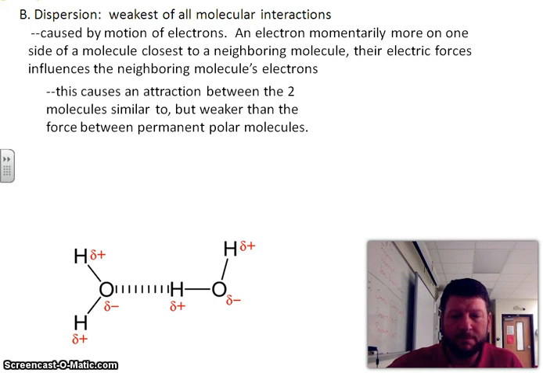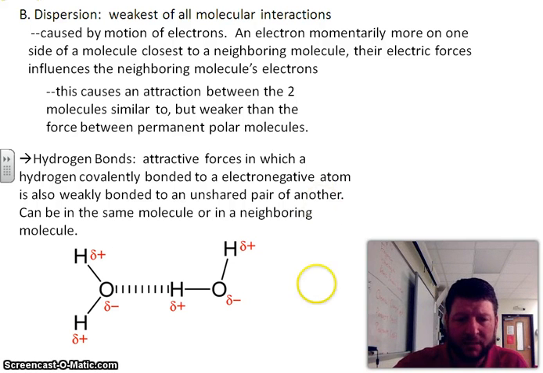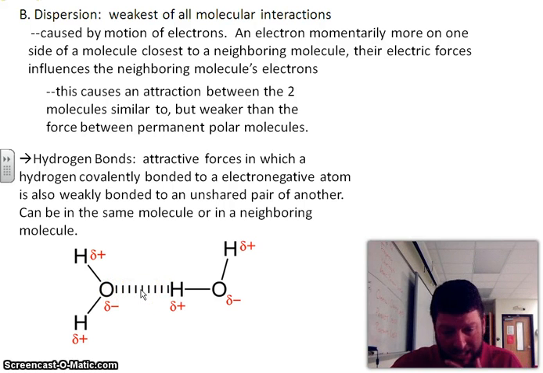Hydrogen bonds are another attractive force in which a hydrogen covalently bonded to an electronegative atom is also weakly bonded to an unshared pair of another. It can be in the same molecule or in a neighboring molecule. So take a look at the diagram here on the page. You will see a hydrogen bond. The dashes represent the attraction in the hydrogen bond. What we have here is oxygen, which is attracted to the hydrogen because of the opposite poles.